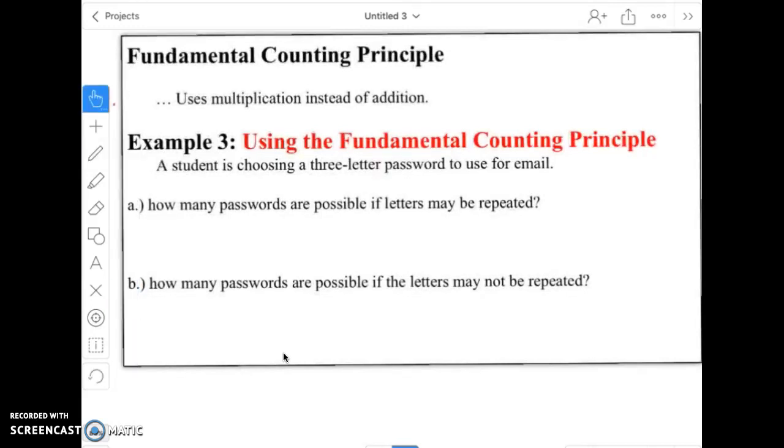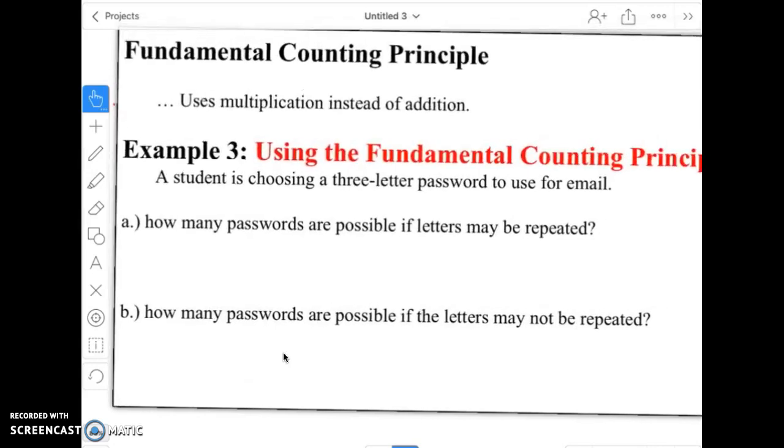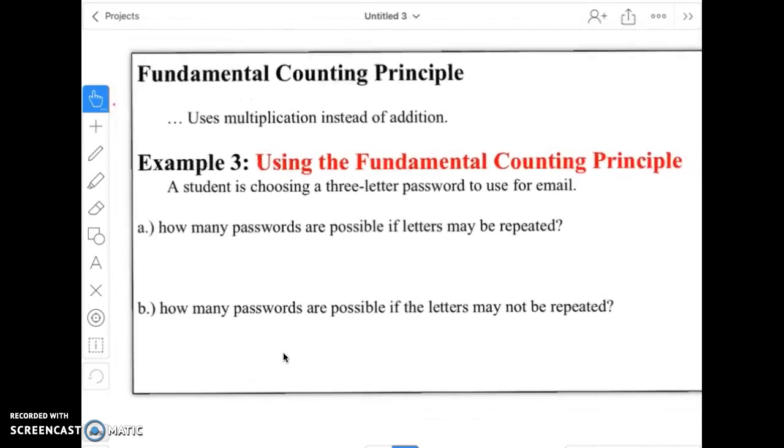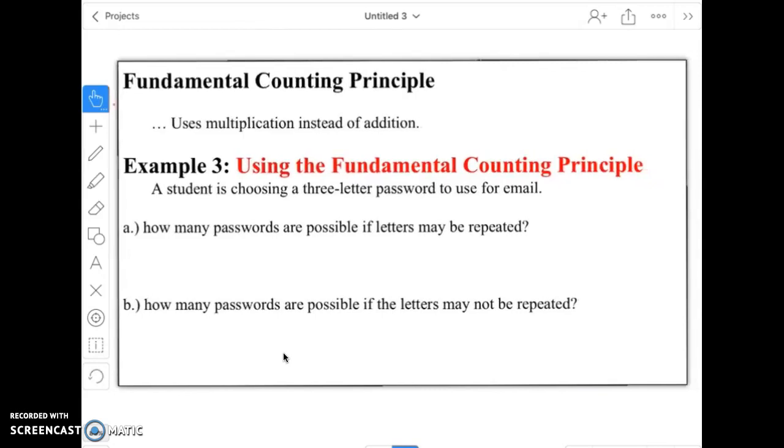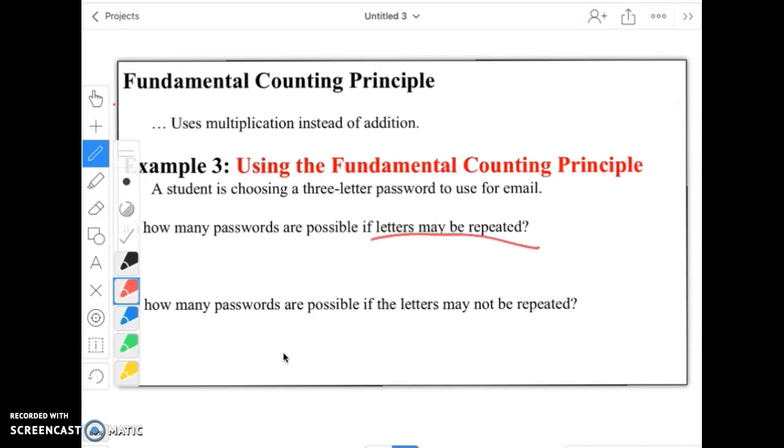Okay. Now if we are using multiplication, using the fundamental counting principle. So in this case, a student is choosing a 3-letter password for email. So if letters may be repeated, we have a 3-letter password, so we think of it like this. We have 3 different spaces and we're multiplying them together. So we just have to ask ourselves, how many letters are there in our alphabet?